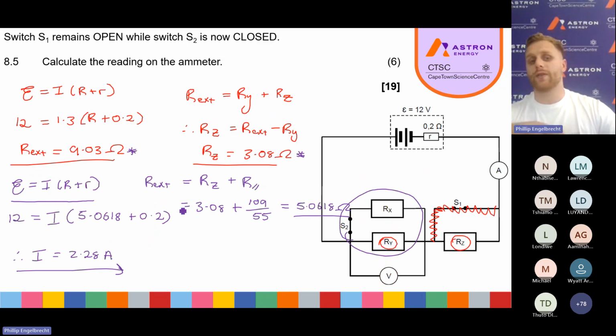Luckily for the other questions, I didn't actually have to use that voltage, so it didn't affect my answer. So this answer is correct because I didn't even use that voltage. But good eye. Thank you for spotting that.